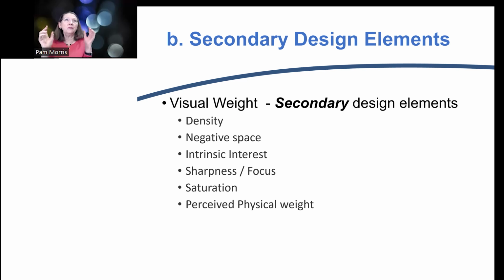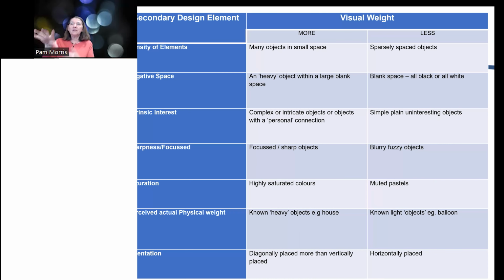So a house has more visual weight than a hot air balloon. So just things that we intrinsically, by gut feel, know are heavy, we tend to give them more emphasis in terms of visual weight. So I've just gone through those there of focused subjects versus blurry subjects. If we've got something sharp and focused, it's got more visual weight than blurry, fuzzy subjects. So just take note of those tables and keep them in your mind, so that when you are trying to balance an image while you're shooting it, or while you're editing or cropping it, you know what to take out or put back in.